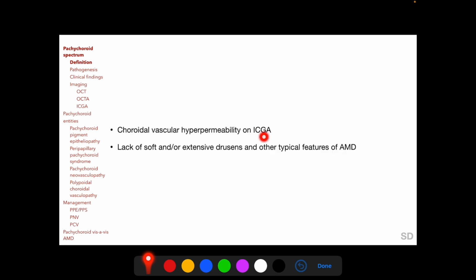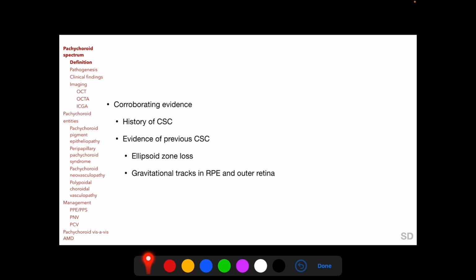And the defining ICGA feature of pachychoroid spectrum is choroidal vascular hyperpermeability. So we note here that indocyanine green angiography instead of fluorescein angiography is important for diagnosis of pachychoroid spectrum. And on clinical examination, there is a lack of soft or extensive drusen and other typical features of age-related macular degeneration. Another clinical feature which suggests the presence of pachychoroid is history of or evidence of previous central serous chorioretinopathy.